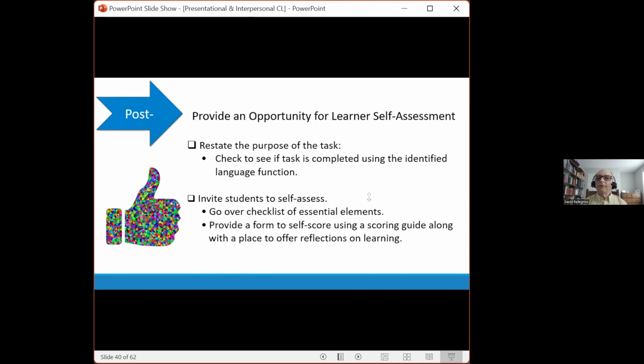You can also invite the students to self-assess using a checklist that you give them, or you can even give them the rubric and allow them to self-assess with that. Another powerful thing that you can do is give them some time to reflect on what they enjoyed about the activity and maybe even what was difficult along the way. This allows them to reflect on their own learning.